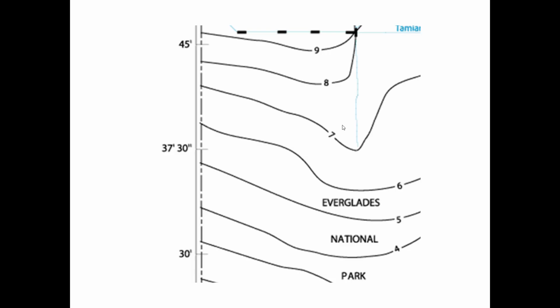We can use the same technique we used with the confined aquifer to infer the direction of groundwater flow in the unconfined aquifer by drawing a smooth path that goes from high head to low head and crosses each contour at a right angle, like I've shown here with the red arrow.